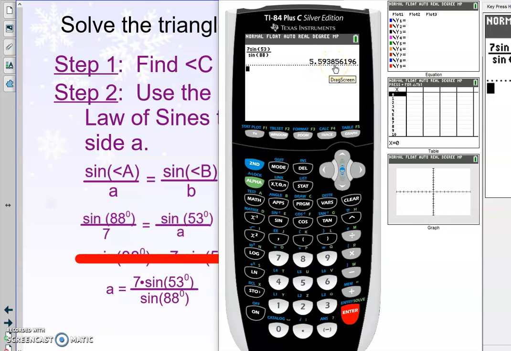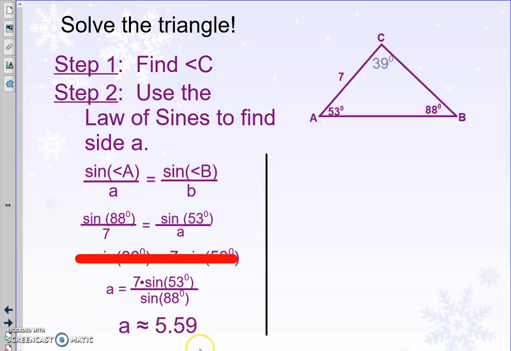5.59. So there's my value for A. All right, so now that we found side A, I can put that here in my picture. And the only thing left to find is side C. So let's go back to the law of sines.